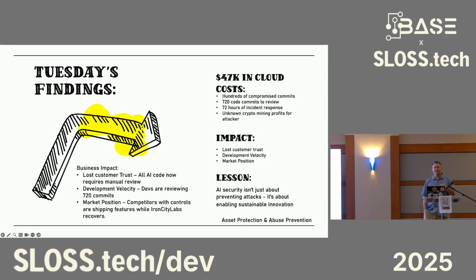All right, so AI security isn't just about preventing attacks, it's about enabling sustainable innovation. Security is there to raise the business's value. But we've lost customer trust, we've crippled our development velocity, and we've lost market position because competitors with better controls than Iron City Labs are shipping features while Iron City Labs recovers. Nobody wants that. I'd rather be doing cool stuff.